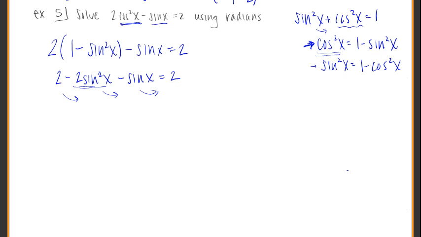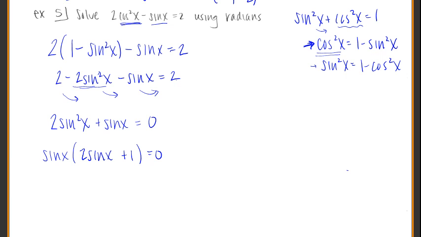If I move that all, I'll start out with 2 sine squared x. The sine x becomes positive when I move it to the right. I've got 2, and if I move over the 2, we actually have 0. So it all equals 0. From here, I've got 2 terms. They both have sine x in common. So if I factor out sine x, what's left over is 2 sine x plus 1. And just double check, sine x times sine x is sine squared, sine x times 1 is sine x. Got a product of 2 terms equal to 0, so let's set each part equal to 0.